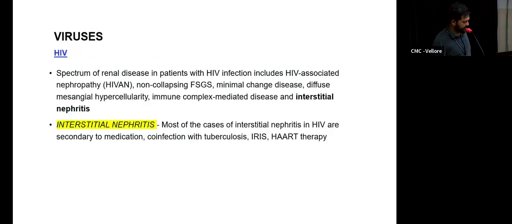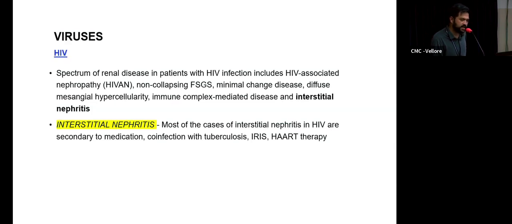Among viruses, HIV is notorious for causing, although predominantly glomerular diseases like HIV-associated nephropathy, non-collapsing FSGS, minimal change disease, diffuse mesangial hypercellularity, immune complex-mediated disease, and interstitial nephritis.